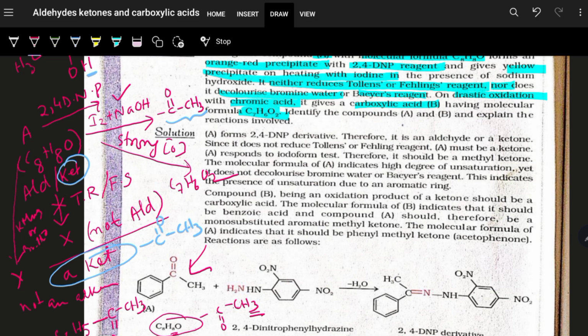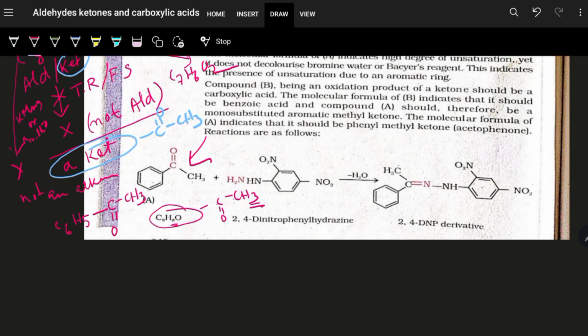Now from this, you have to give all relevant equations with this compound acetophenone. This is your 2,4 DNP structure. Remove H2O, this oxygen, and remove this 2H and join this carbon to this nitrogen with a double bond, and you get the product.